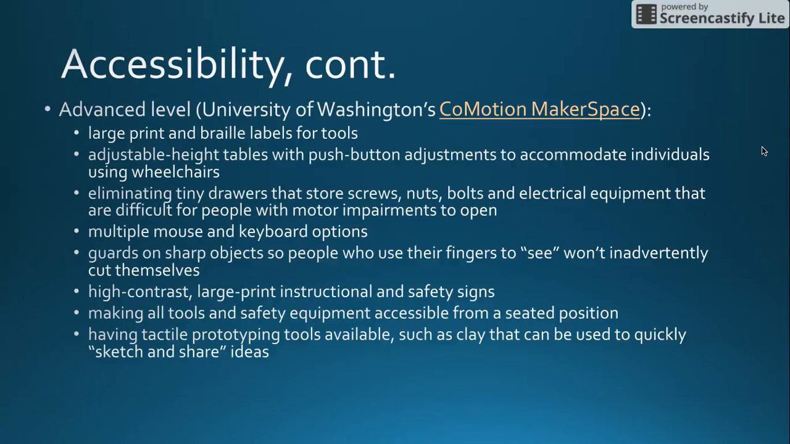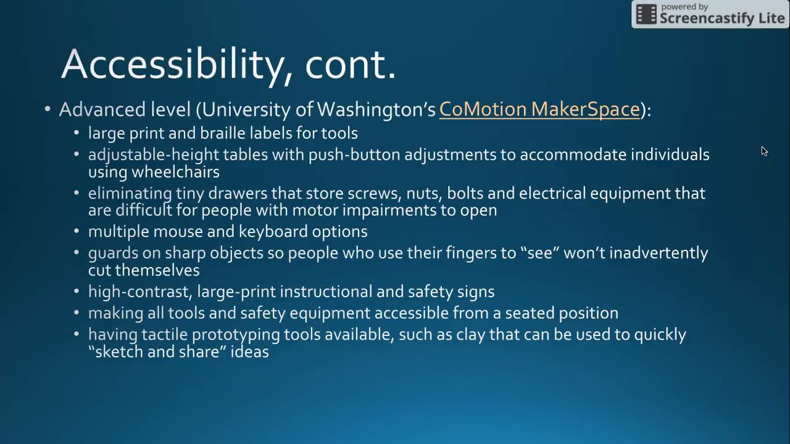At the University of Washington, they put together a much more detailed set of suggestions. And of course, this has to do with your audience. It has to do with your budget. But they put forward that you should have large print and braille labels for tools. You should have adjustable height tables for individuals usually using wheelchairs. You should eliminate tiny drawers that store little things that are hard for people with motor impairments to open.